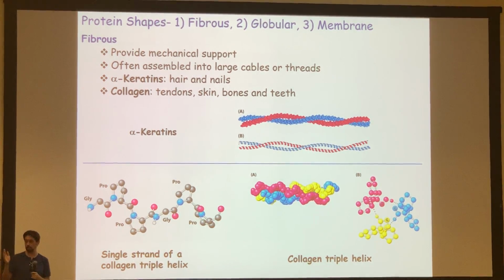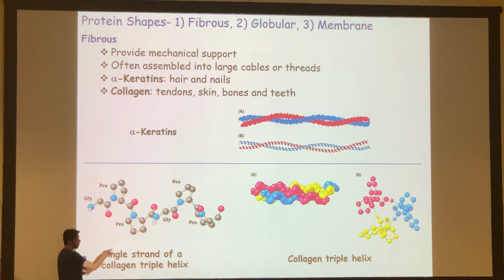If you have just a sequence, PPG, PPG, PPG, over and over and over. Proline is terrible for alpha helices, you remember that? And glycine is terrible for alpha helices. There's no chance this will make an alpha helix, because it contains nothing alpha helix worthy. And so this will only form this triple helix.